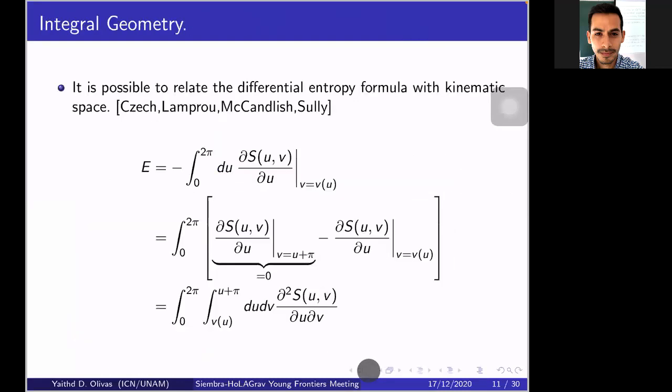But we can go one step further and relate the differential entropy formula with the concept of kinematic space. To do that, we simply take the expression and we can always add a term that after integration gives you 0. This term is going to be the differential entropy formula of a point, and it gives you 0 because the length of a point is 0. So once we have introduced this term, we are allowed to introduce another integral, and we end up with this expression.